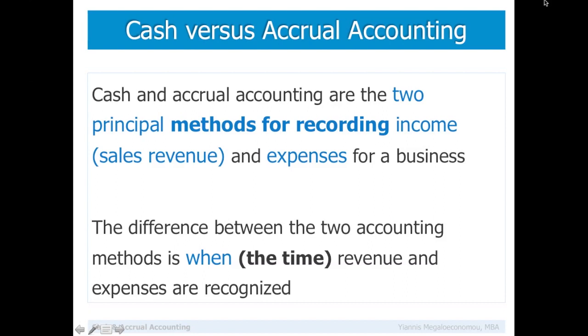Let's see the two accounting methods that businesses are using in order to record their sales revenue and expenses. Now, around the world, a business during a specific fiscal or calendar year has to choose which method it's going to be using for recording its revenue and expenses. There are two ways to do that. There is the cash accounting method for recording sales revenue and expenses, and there is the accrual accounting method for recording exactly the same financial elements.